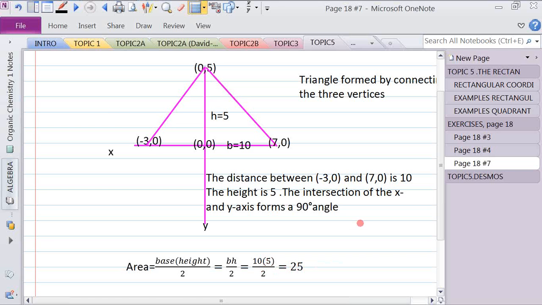So that completes topic 5, and we'll continue with decimals as it relates to topic 5 in the next video.